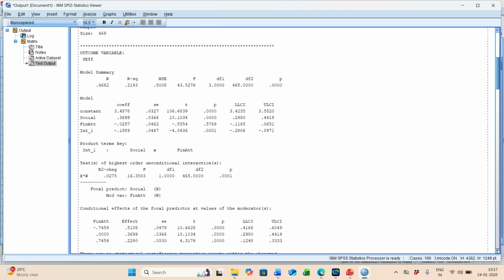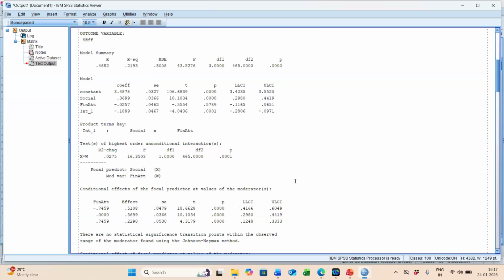Now we are moving to the R-square value, higher order unconditional interaction. The R-square change is 0.0275. That means the interaction can make only a 2.75% change. Only 2.75% change. But the effect is significant.